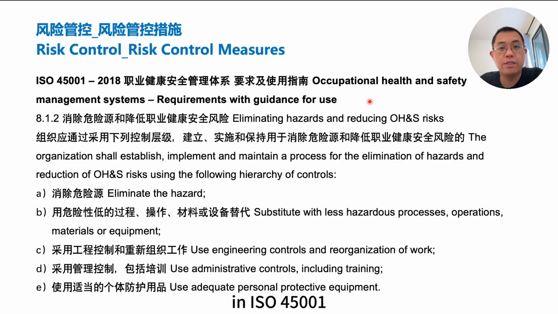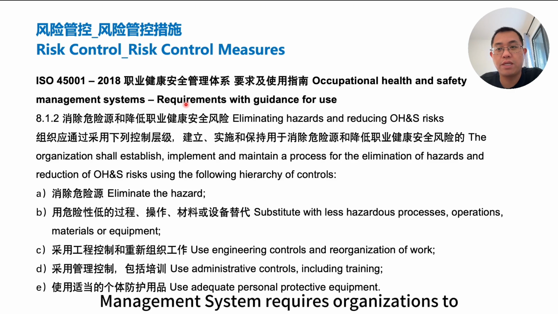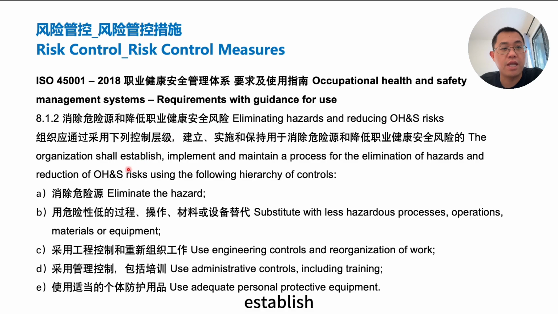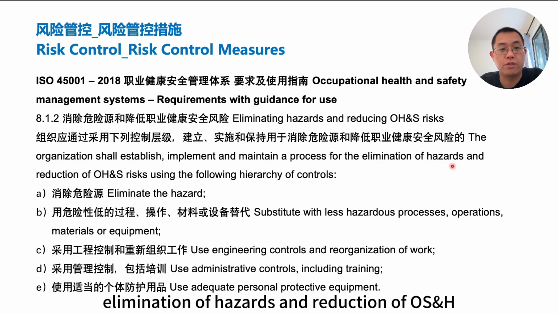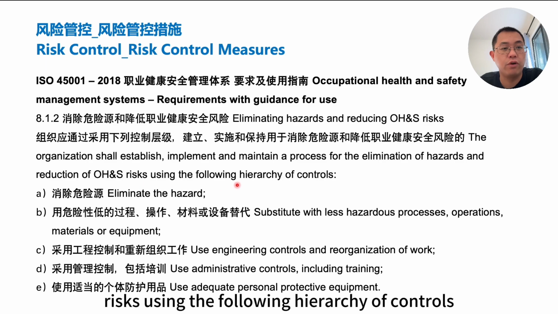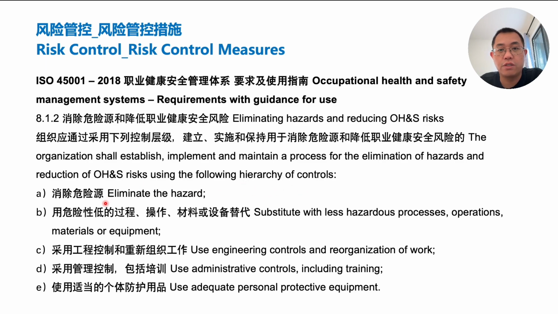Today let's talk about how to develop risk control measures. In ISO 45001, the Occupational Health and Safety Management System requires organizations to establish, implement, and maintain a process for the elimination of hazards and the reduction of OHS risks using the following hierarchy of controls. First, try to eliminate the hazard.